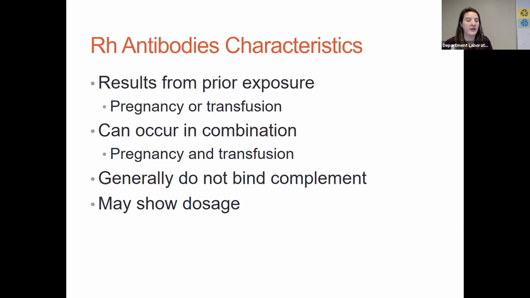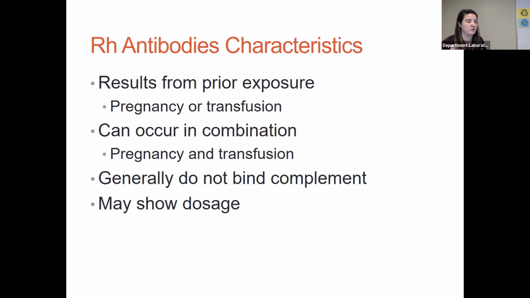All right, so let's talk about the characteristics of our Rh antibodies. Remember, our Rh antibodies are classification IgG. They result from prior exposure, whether that be females from a previous pregnancy or exposure to a previous transfusion. Sometimes you might have patients that had both. They had a previous pregnancy and they had a transfusion in the past. So in that case, we don't know where that antibody might have come from. This is why patient history is so important. Blood bank will always look at patient history.